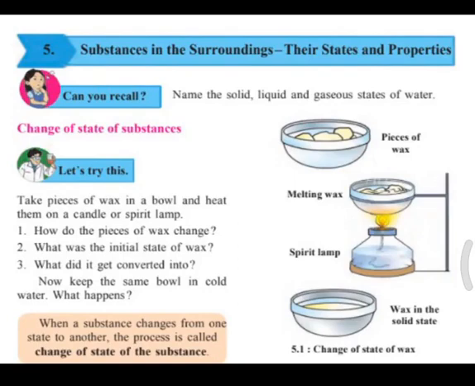Today we are going to learn about lesson number 5, that is substances in the surroundings, their states and properties. Okay, children? Now, for this, we will take one example, that is of water. Children, can you name the solid, liquid, and the gaseous state of the water?